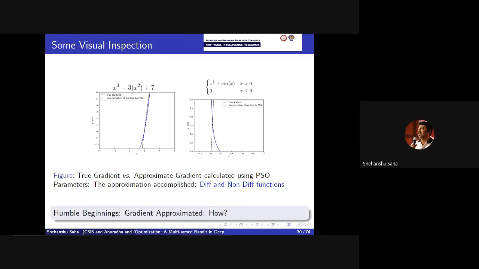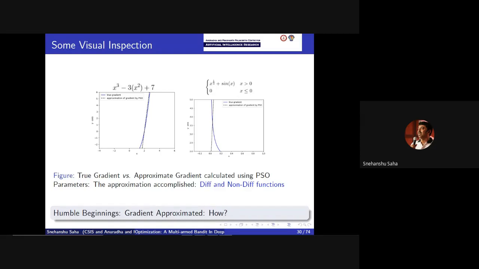Which method? The method of gradient approximation. So we are not computing the gradient, we are using that gradient approximation formula, right? And using that approximation formula, we applied it on a bunch of different functions. I just showed you two here. It turns out that near the minima, the approximation is pretty good, and as we move away from the minima, the approximation is not that good, as you can see here. Which is fine with us, right?